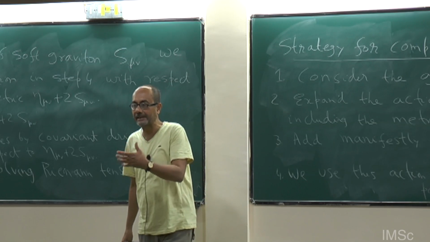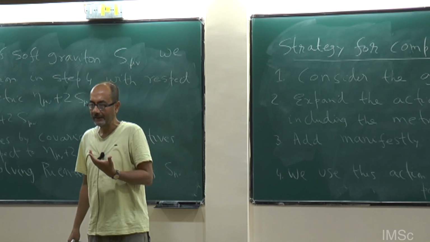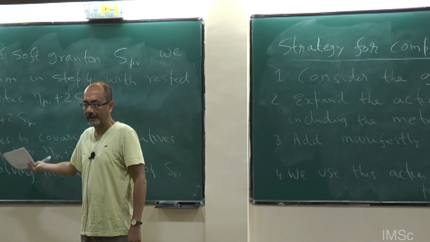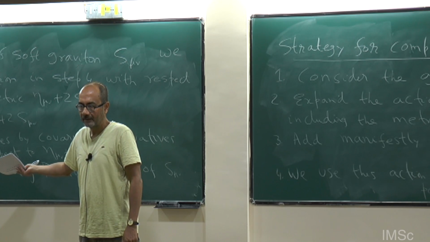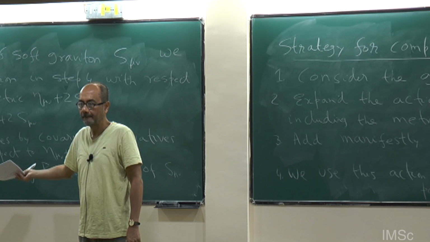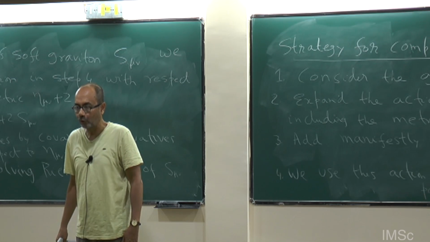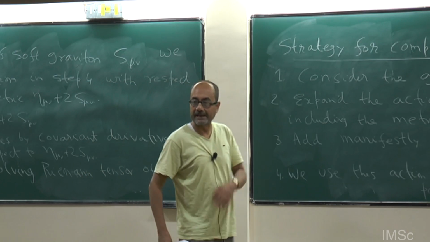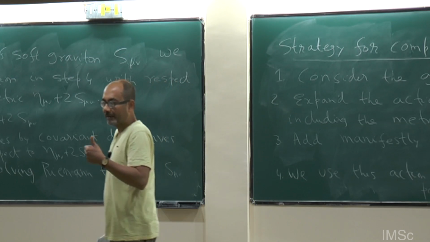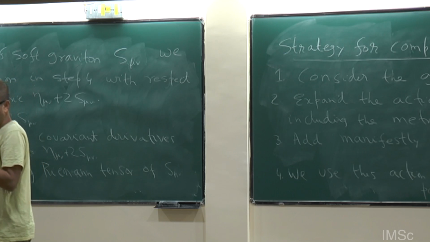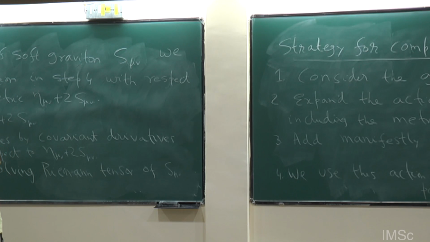Even if the original action didn't have an R mu nu coupling, it could involve extra factors of the Riemann tensor. If there is no curvature coupling in the original one, then you won't generate it just by... No, you could, because the point is you have the ordinary derivatives. The ordinary derivatives you are replacing by covariant derivatives. The commutator of covariant derivatives has the Riemann tensor, right?